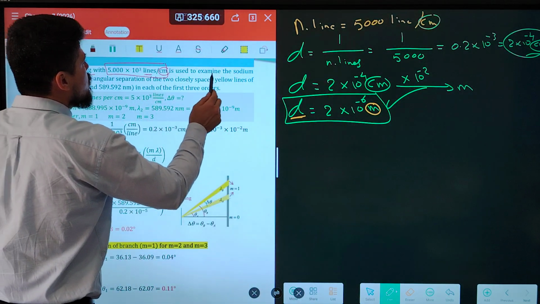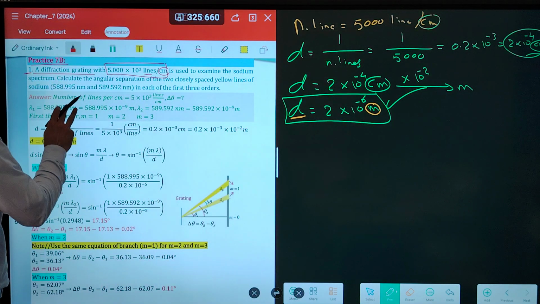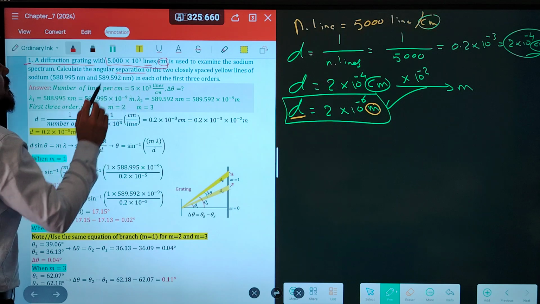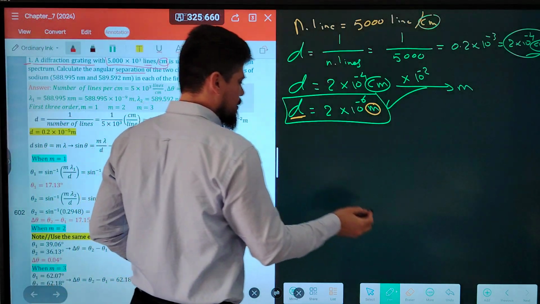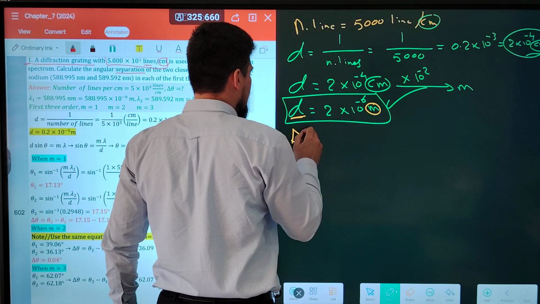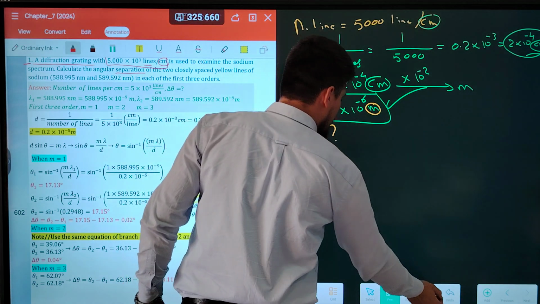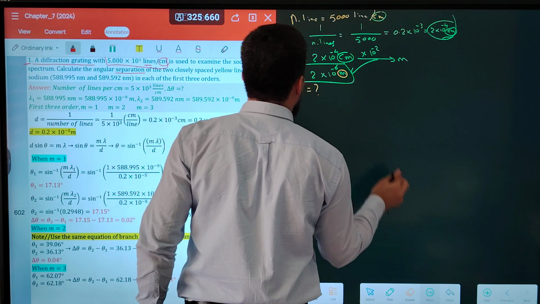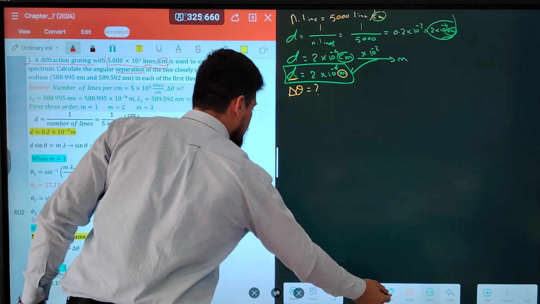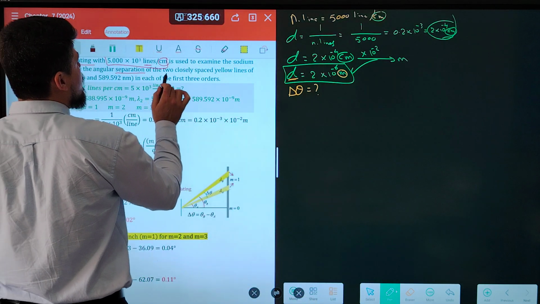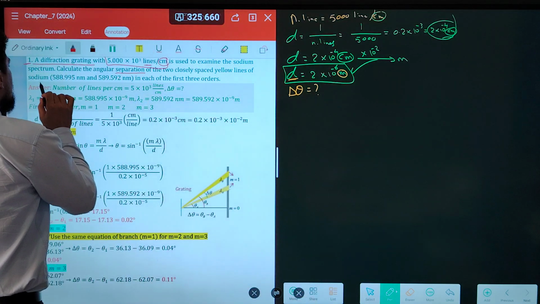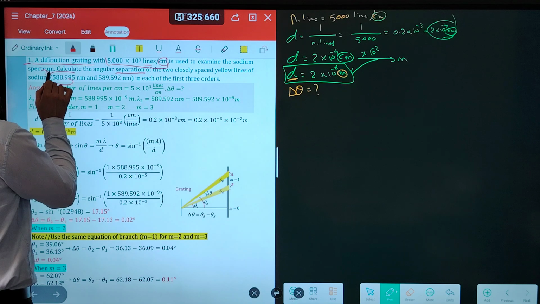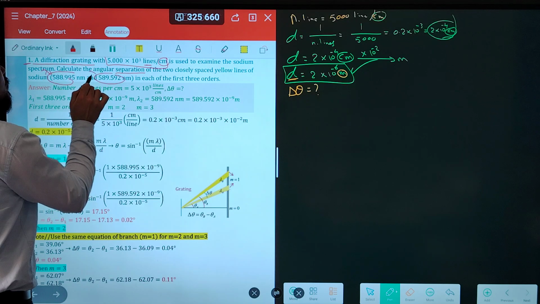This is d. It's used to examine the sodium spectrum. Calculate the angular separation. What do you mean by angular separation? It means delta theta is unknown. Angular separation, delta theta, is unknown. Between what? Now I'm going to tell you. The angular separation of the two closely spaced yellow lines of sodium, lambda 1 and lambda 2.